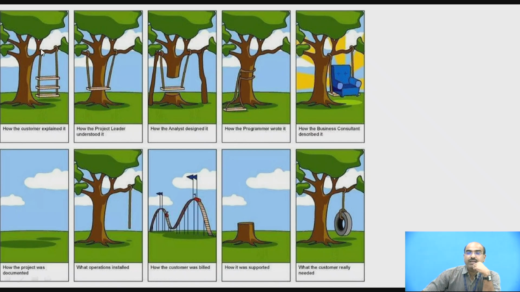The project leader understood it like this: here he attached one end and here is the other end. So there will be no swing. So the project leader assigns it like this. Then comes how the analyst designed it. He designed something like this. He produced two additional supports here, and the trunk is made into two parts, and then the swing will be moving.